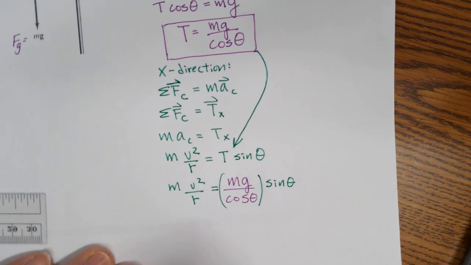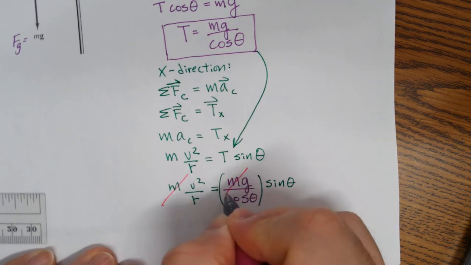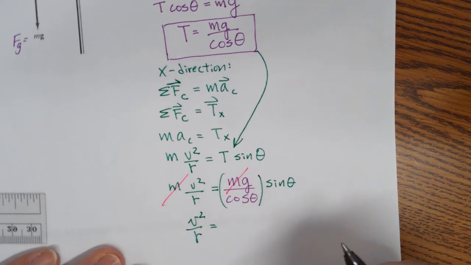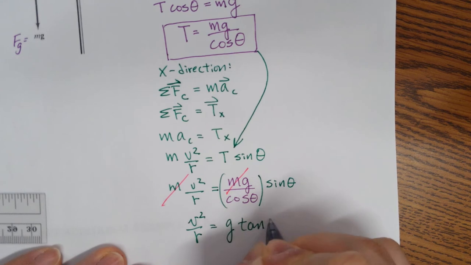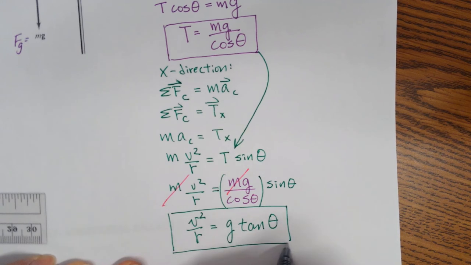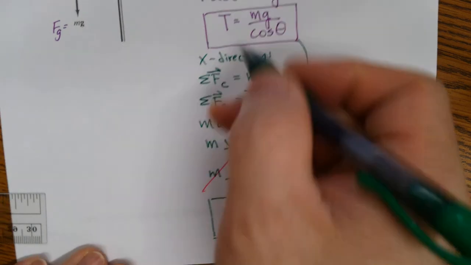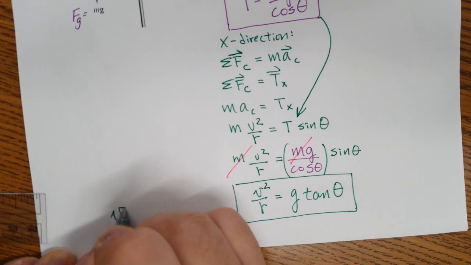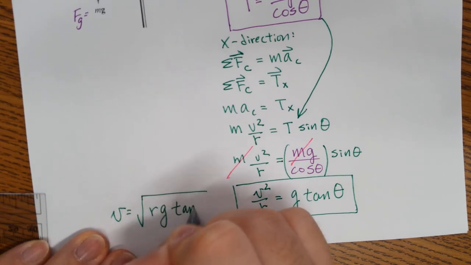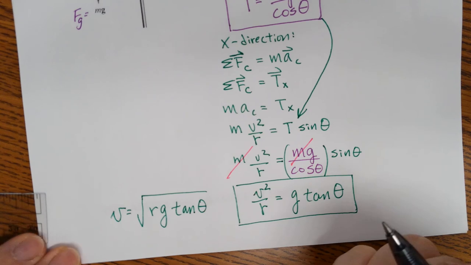Look what happens to my mass. Mass cancels out nicely, giving me v squared over r is equal to g tan theta. So if you want to find the tension, you got that. The speed, obviously, now is easy, right? So v is equal to the square root of r g tan theta.